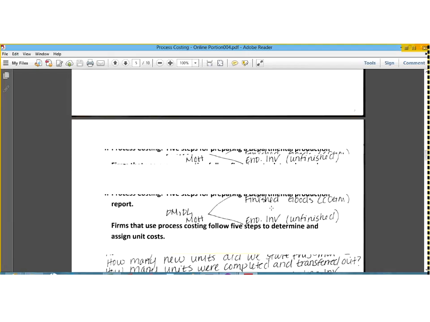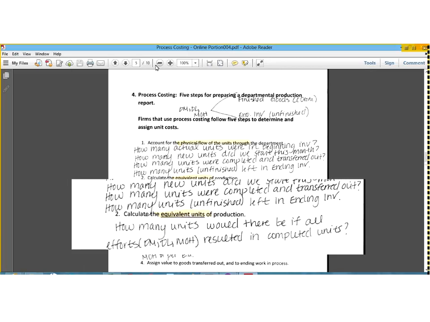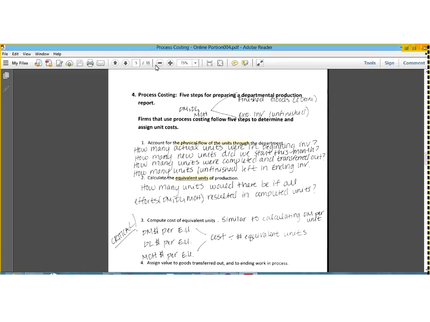So next we're going to talk about the steps for preparing a departmental production report. And that is just a fancy way of saying how are we going to divide up this direct material, direct labor, and overhead costs to the finished goods that we completed and to the unfinished goods that are still left in inventory that still need to be worked on.